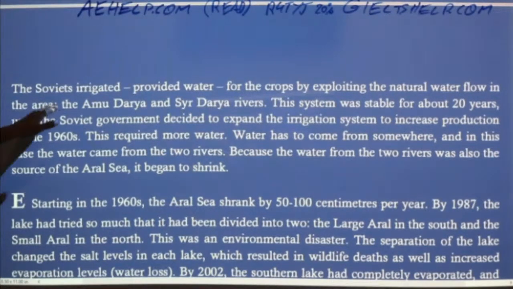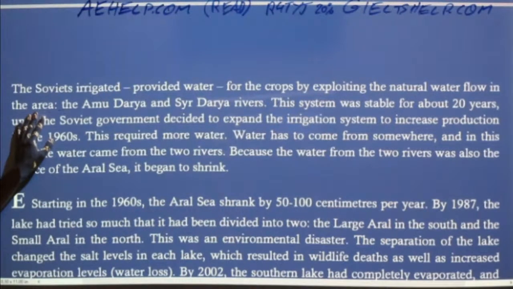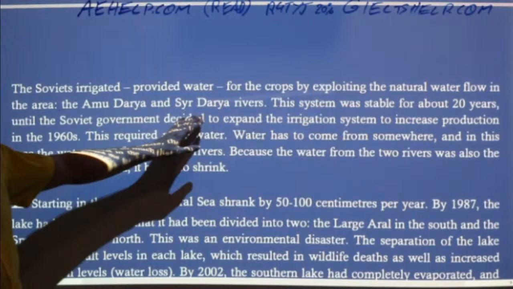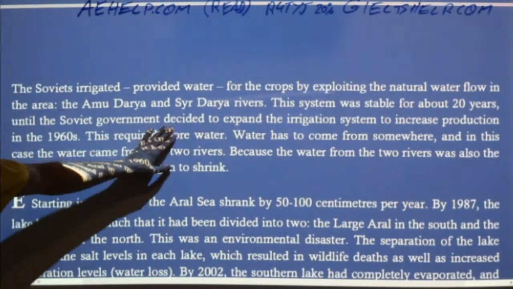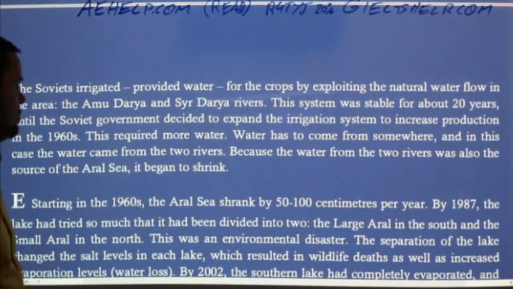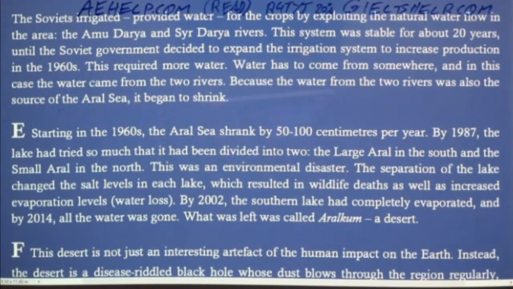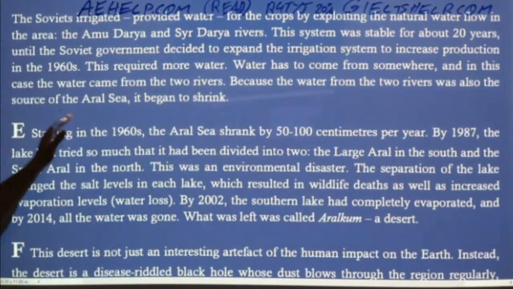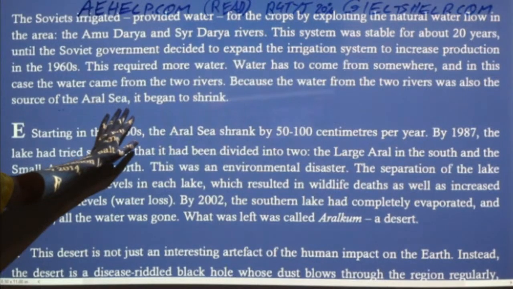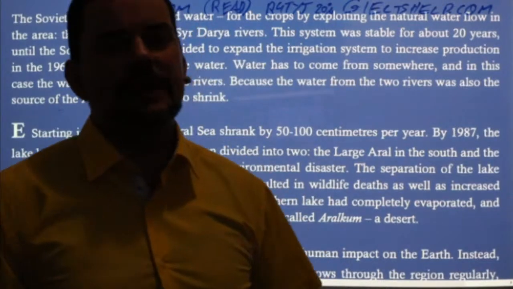The Soviets irrigated, provided water for the crops by exploiting the natural water flow in the area, the Amu Darya and the Sir Darya rivers. This system was stable for about 20 years until the Soviet government decided to expand the irrigation system to increase production in the 1960s. This required more water. Water has to come from somewhere, and in this case, the water came from the two rivers, because the water from the two rivers was also the source of the Aral Sea. It began to shrink. All right, so what is this paragraph about?